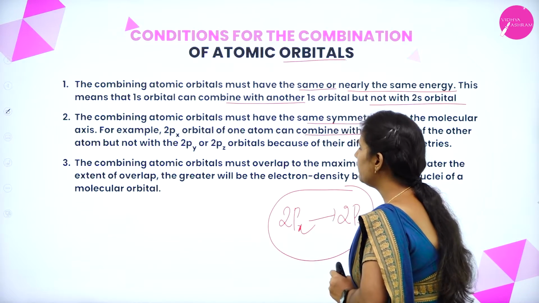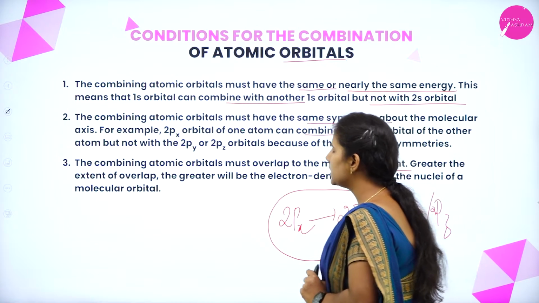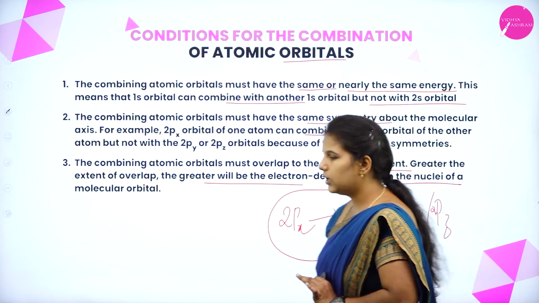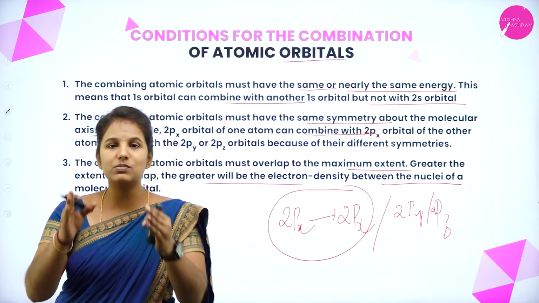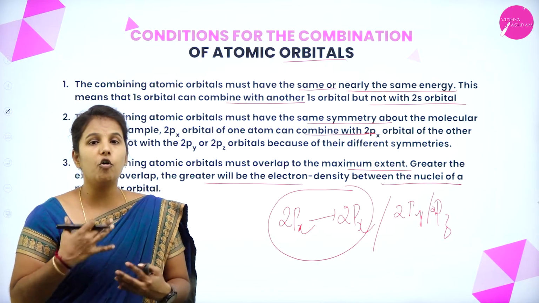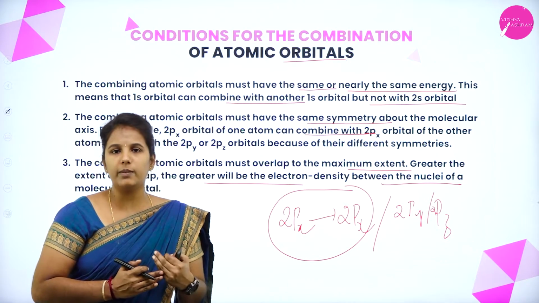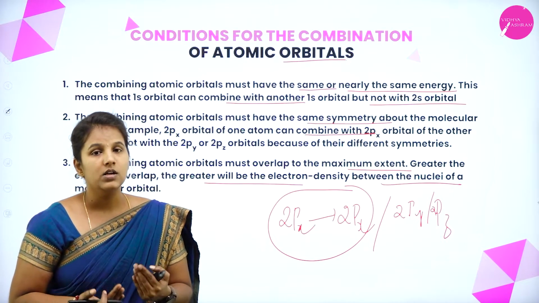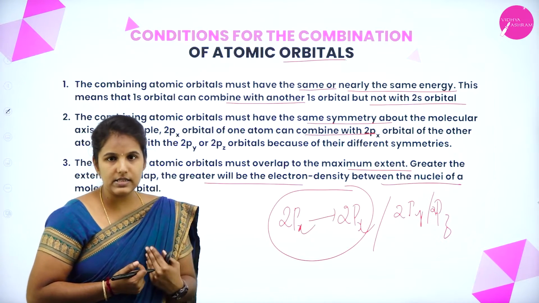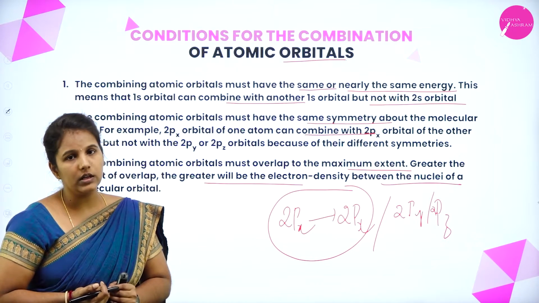The combining atomic orbitals must overlap to the maximum extent, and the greater the extent of overlap, the greater will be the electron density between the nuclei of the molecular orbitals. So when atomic orbitals overlap together, what will happen? We know that we get a molecular orbital. When they overlap to a greater extent, the electron density between the two nuclei in the molecular orbital also becomes greater. So these are the three important conditions which are necessary to form a molecular orbital from the atomic orbitals.